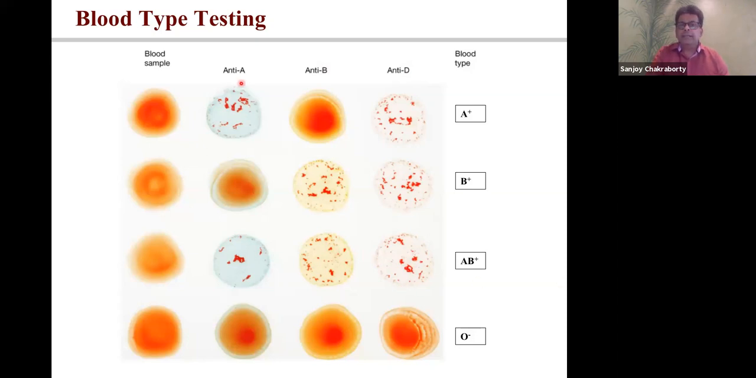If they reacted to the anti-A and anti-Rh, that means this blood sample has A antigen and Rh antigen. So we call it A plus blood. Remember, having A antigen means A blood, having Rh means plus, so A plus blood. Similarly, if it reacts with only B and Rh, we call it B positive blood. If it reacts with all 3, AB positive. If none of them reacted, we call it negative. They have neither A, nor B, nor Rh factor, so we call them negative. That's how we do the blood testing.